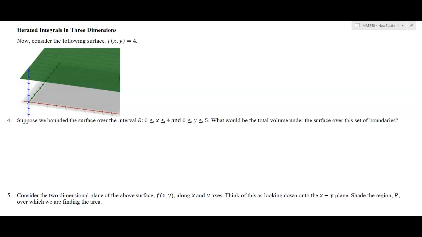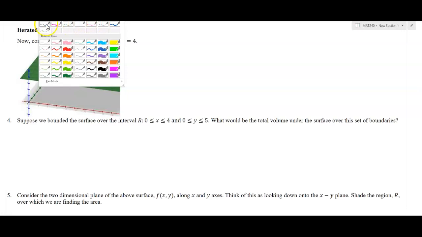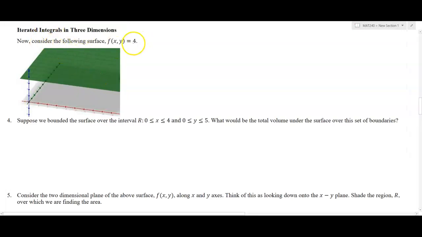We're now prepared to extend our results into multivariate calculus. And in multivariate calculus, you can think of the analogy of finding areas to that of finding volumes. And so here we have a surface. It's a flat surface, f of xy equals 4. This is parallel to the xy plane. And so we can see this green surface here.